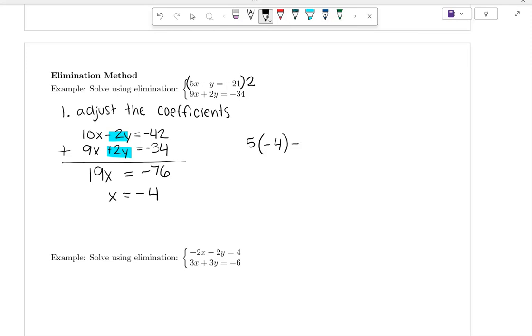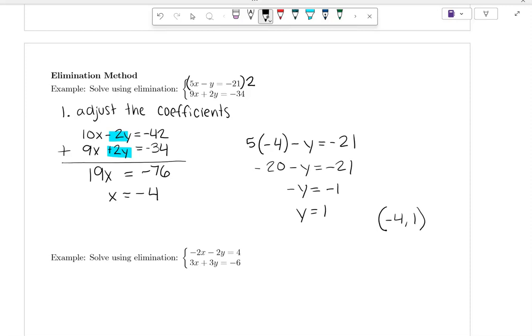5 times -4 minus y equals -21. Then you get -20 minus y equals -21. Negative y equals -1, and then y equals 1. So for your solution, what do you get? -4, 1.